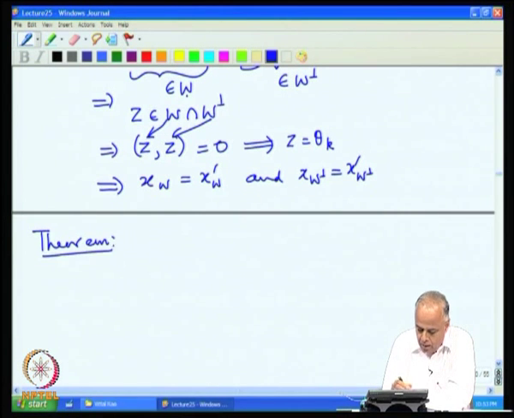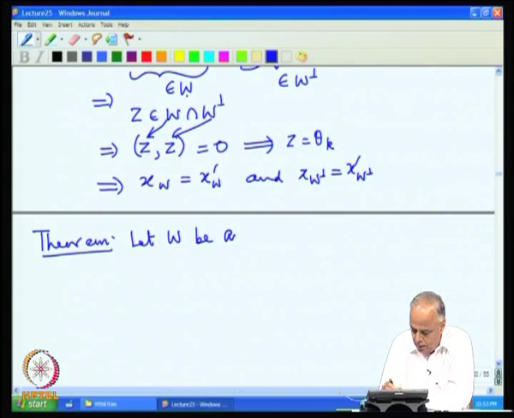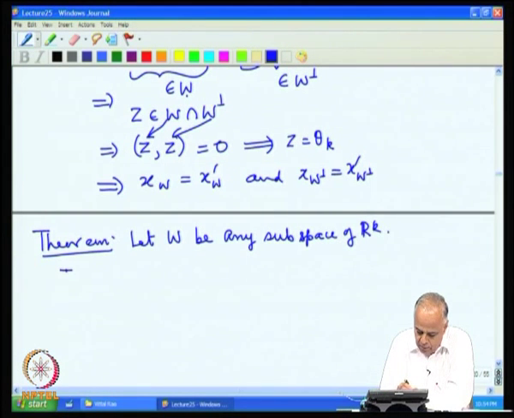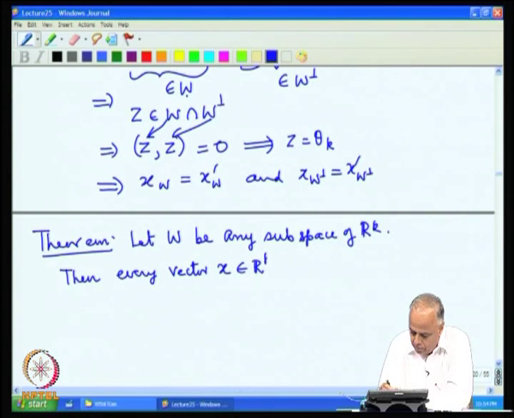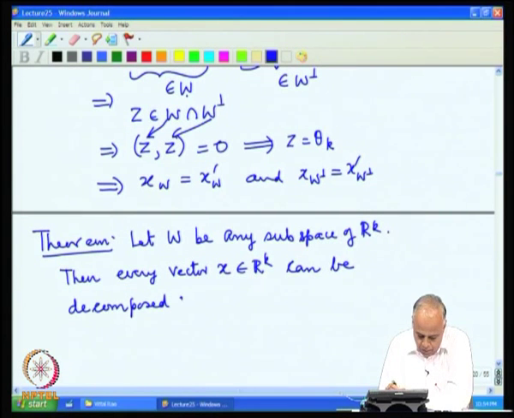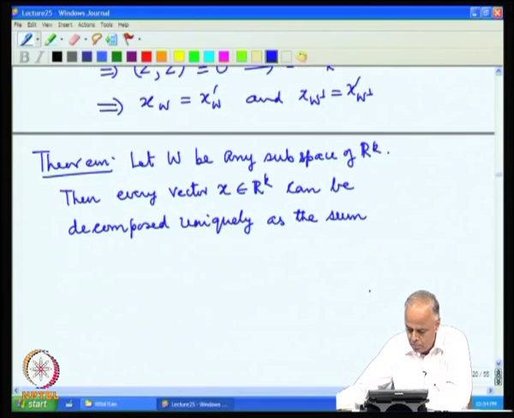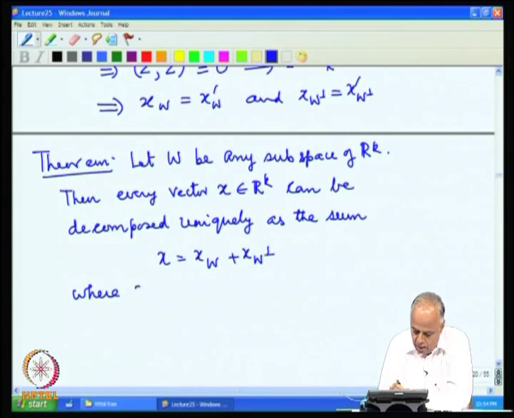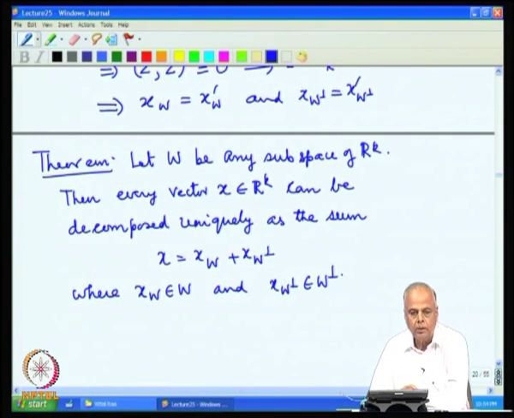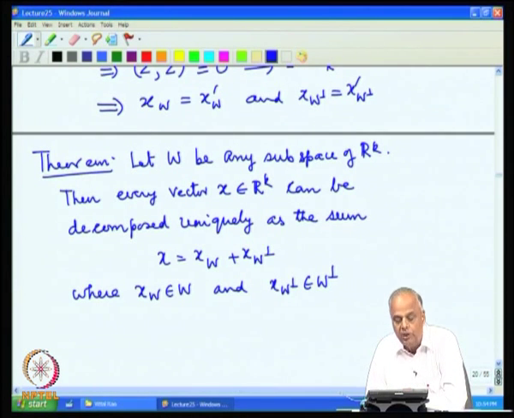So, what do we get? Let W be any subspace of R^k, then every vector x in R^k can be decomposed uniquely as the sum x is equal to x_W plus x_W perp, where x_W belongs to W and x_W perp belongs to W perp. There is a unique decomposition of every vector with respect to every subspace.